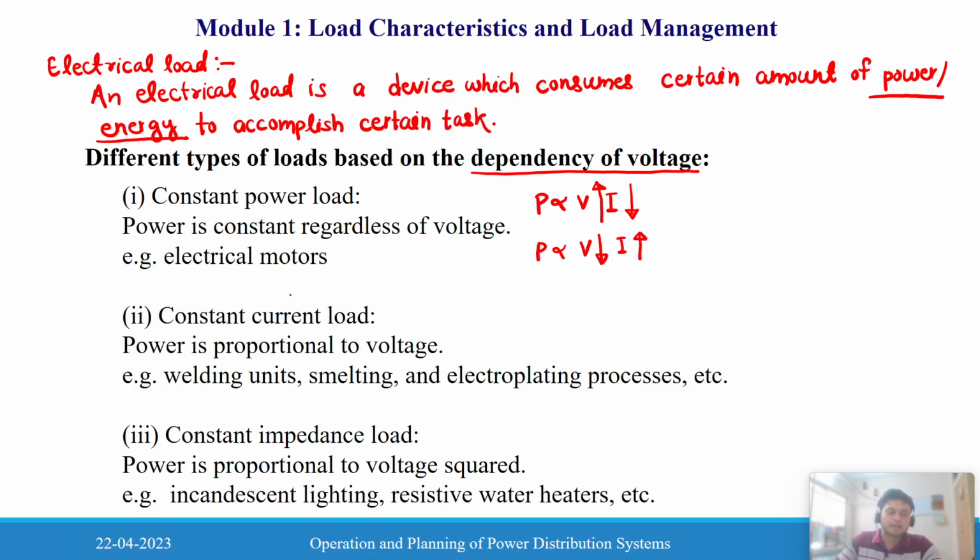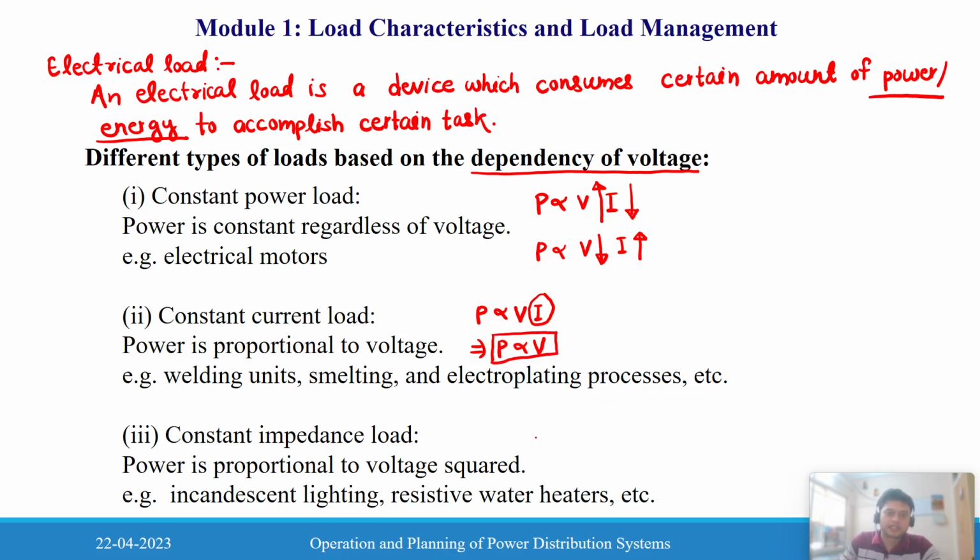And for the second type, constant current load, we know that power is directly proportional to voltage and current. Since I is constant, we can remove that term, so power is directly proportional to voltage. Some important examples of constant current load are welding units, smelting and electroplating processes.